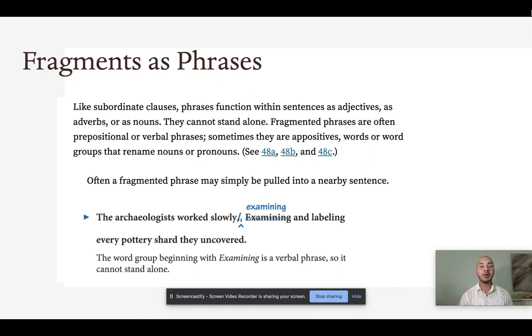"The archaeologists worked slowly. Examining and labeling every pottery shard they uncovered." Well, examining and labeling every pottery shard they uncovered is a phrase. It's not a complete sentence. And so in this case, the textbook is telling us to lowercase the e in examining and combine that sentence with the sentence that comes before it by lopping off the period and adding a comma.